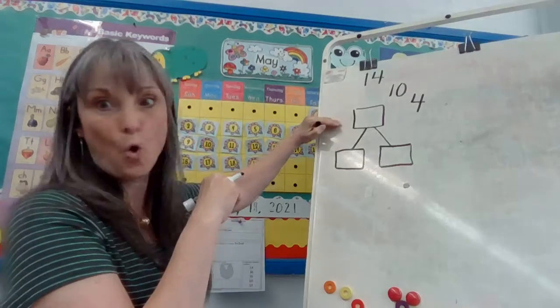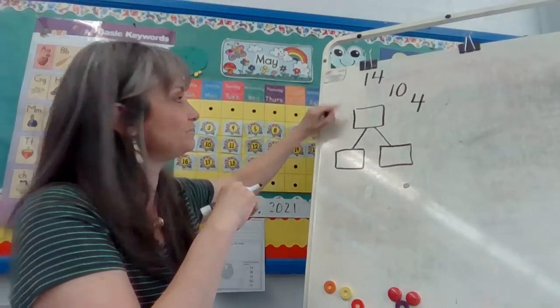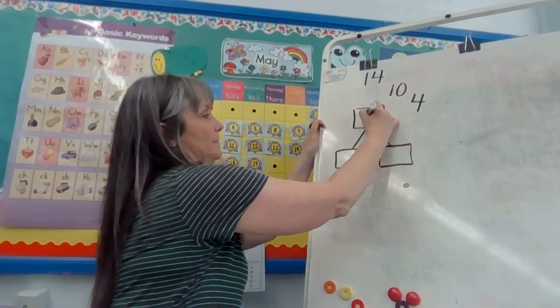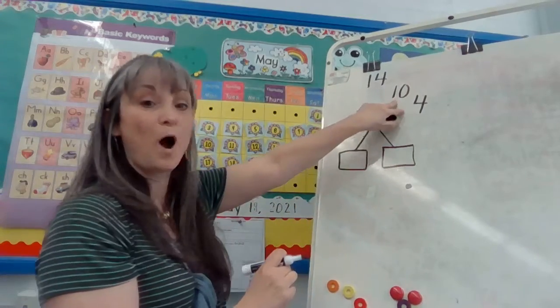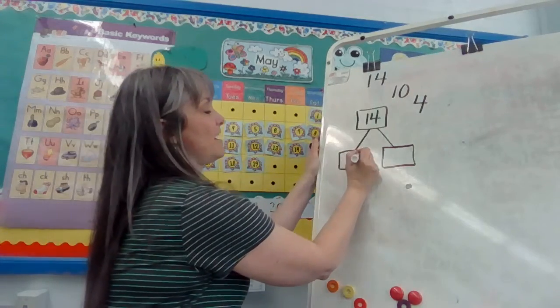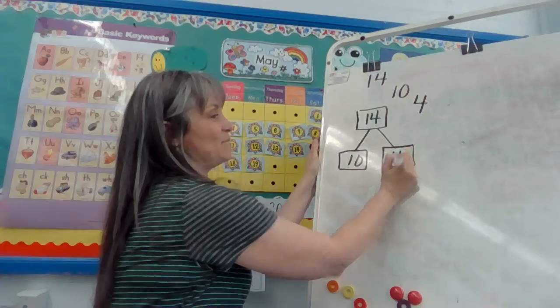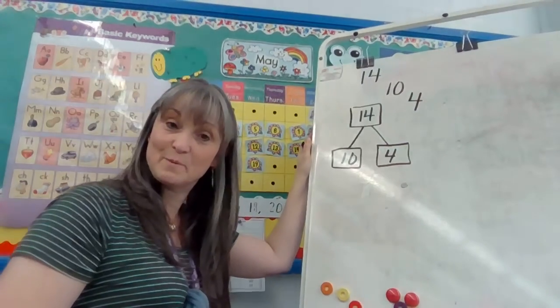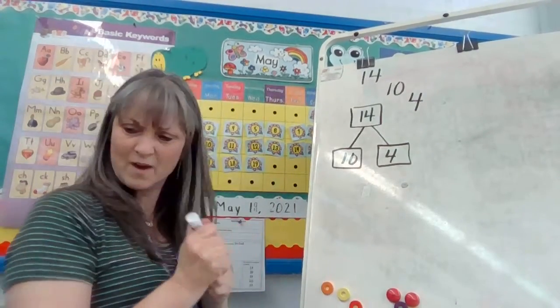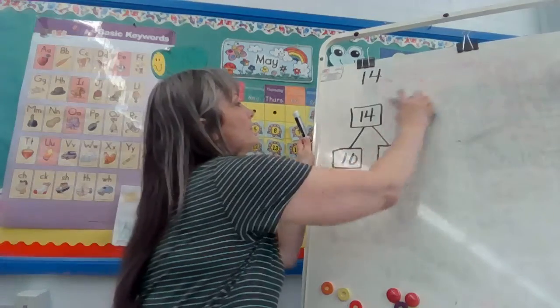Well, up here is the whole number. So what's the whole number? 14. And what are the two parts? The two parts are 10 and 4. That makes our number bond, doesn't it? Let's try it for another number, okay?